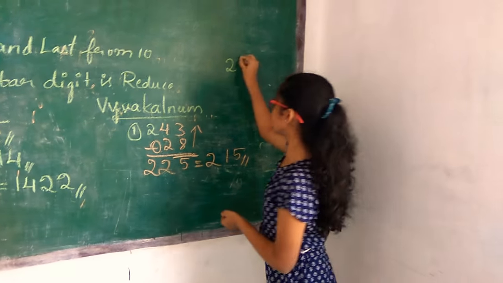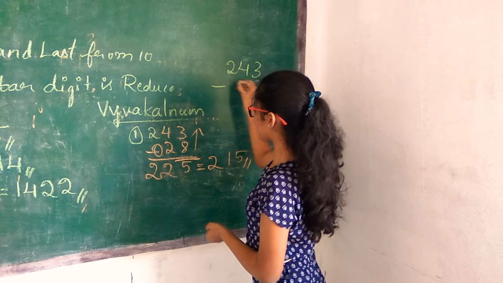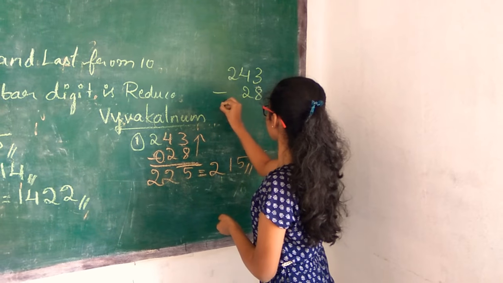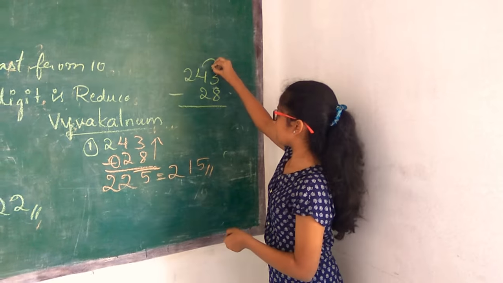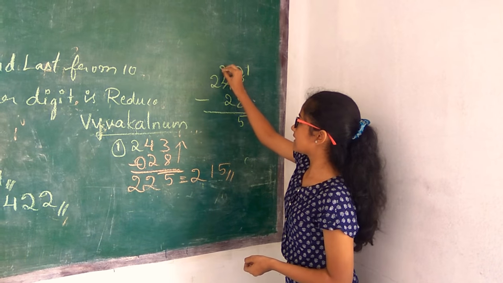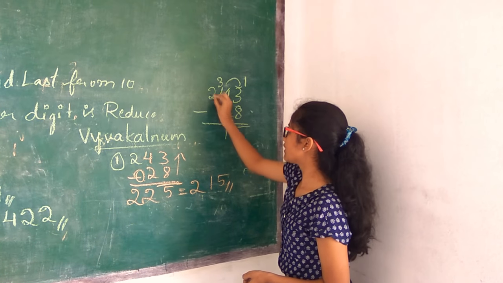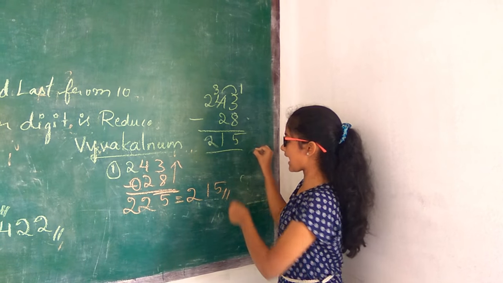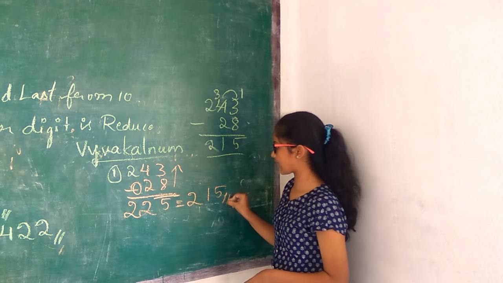Traditional method: 243 minus 28. We take a carry. 13 minus 8 equals 5 and 3 minus 2 equals 1. 215. This is the answer and this is also the right answer.